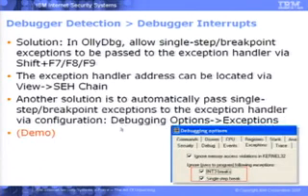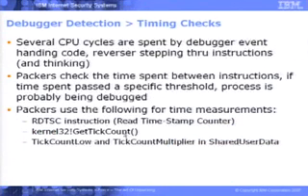So this is the solution. Another debugger detection technique is that several CPU cycles are spent stepping through the code, through the instructions, and the forced thinking. So what will happen is that several CPU cycles are spent at that point. Packers check the time spent between instructions, and if a specific threshold is exceeded, the process is probably being debugged. Most of the time, packers try to use the RDTSC instruction or the GetTickCount instruction.